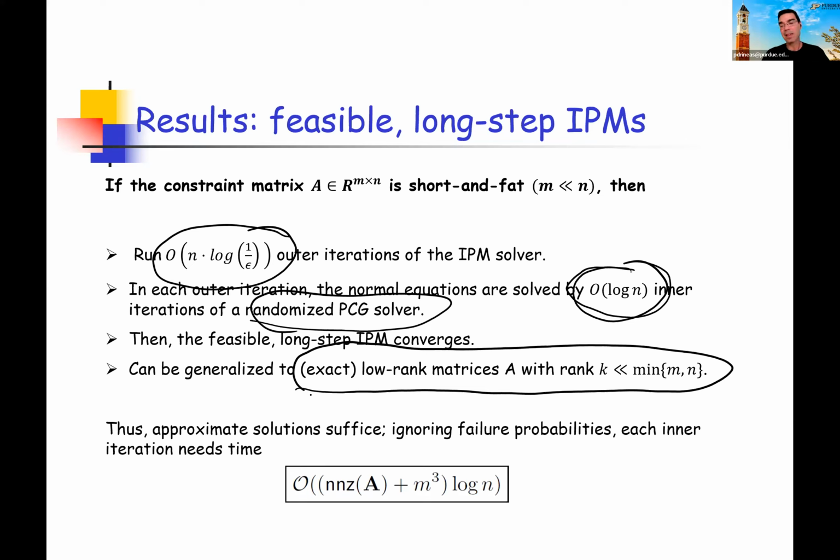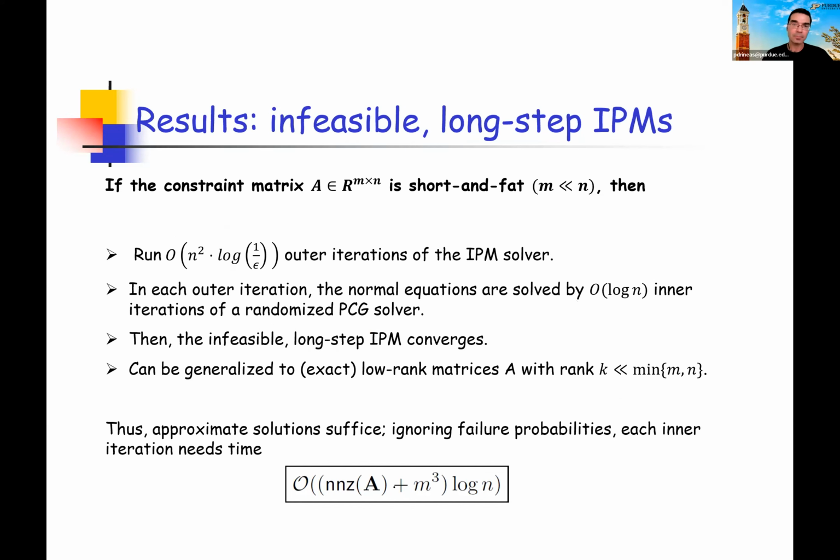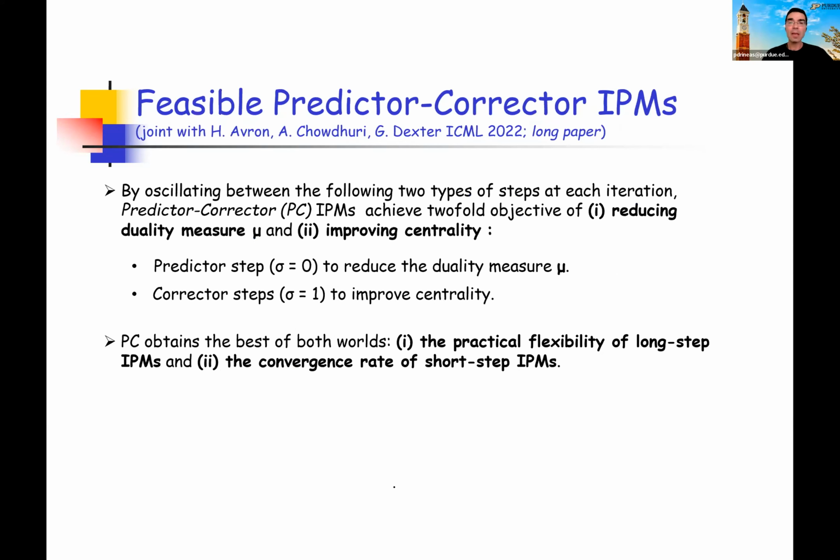A, the constraint matrix, has to be tall and thin, short and fat, or it can be exact low rank. And again, there is a precise running time here that depends on the sparsity of the input matrix A, plus one of the two dimensions, the small dimension, times a logarithmic factor. Forget about the infeasible. Predictor corrector IPMs, in the last 5-6 minutes, I want to talk a little bit about the predictor corrector IPMs.